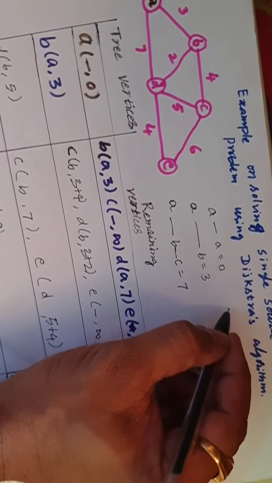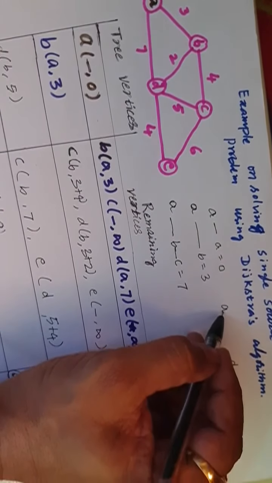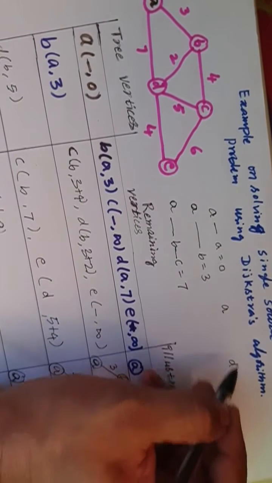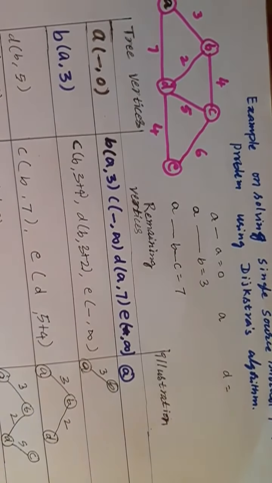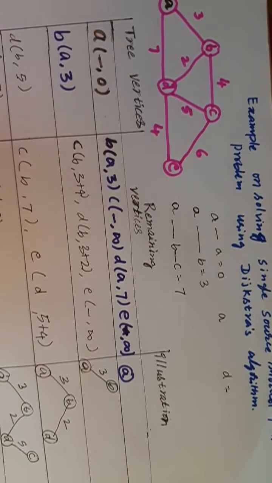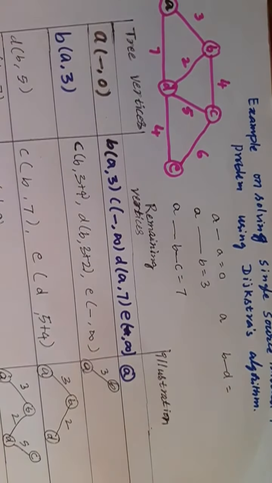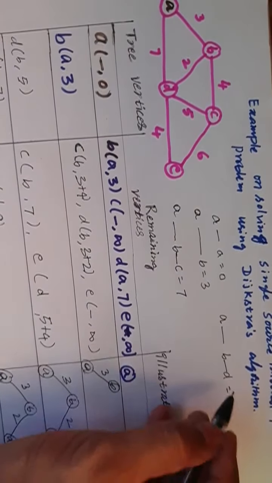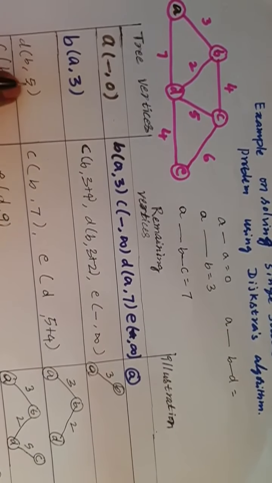Now find the path and cost from A to D. Write source A, destination is D. Leave some space here to fill the intermediate vertices. Now go to the row where D is selected. D is coming from B, and B is coming from A. What is its cost? You observe here, D cost is 5.